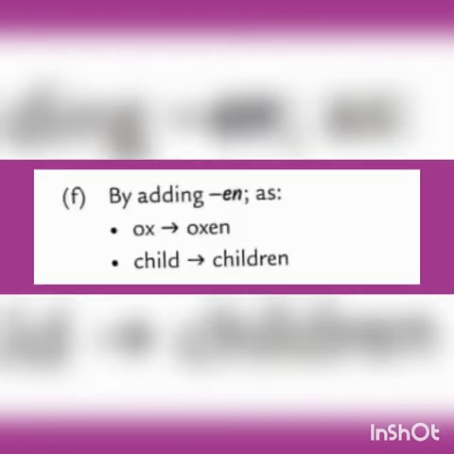You can also make a noun plural by adding en at the end. For example, ox. Ox would become oxen and child will become children.